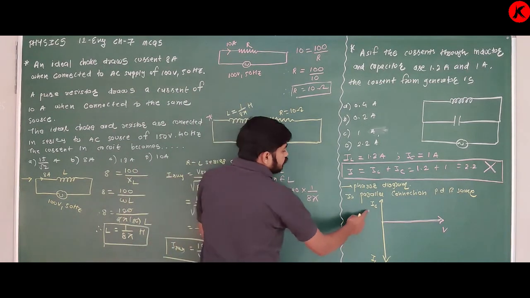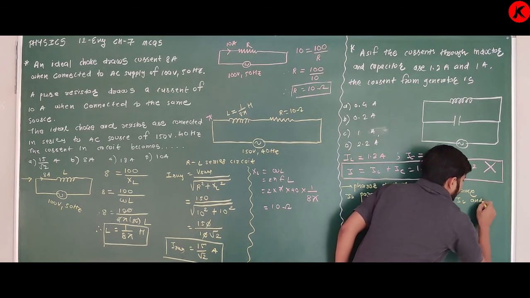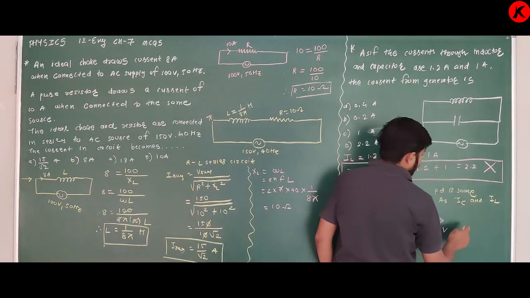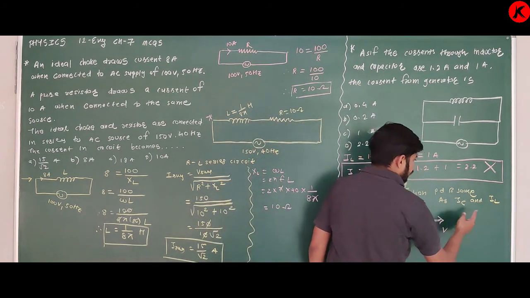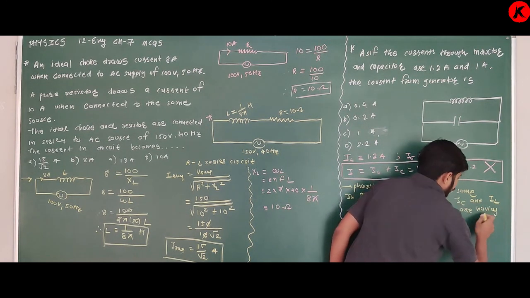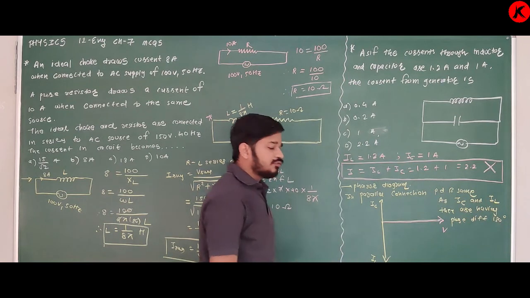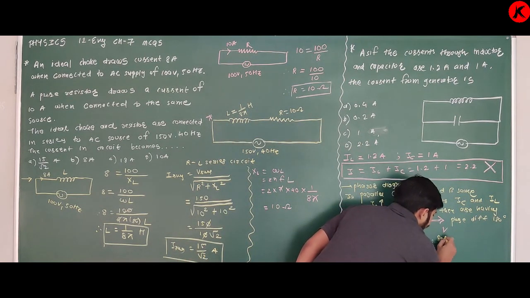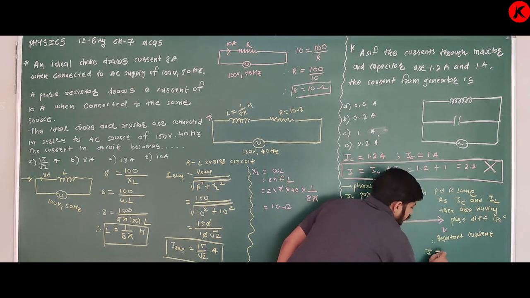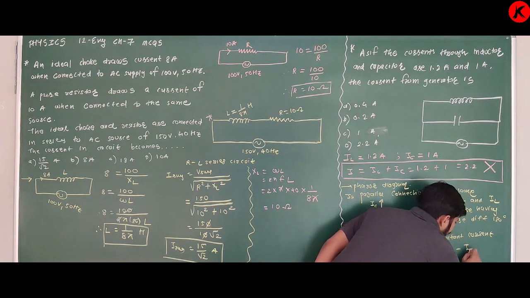As IC and IL are in opposite directions, they have a phase difference of 180 degrees. So the resultant current I, as they are both in opposite directions, is IL minus IC.